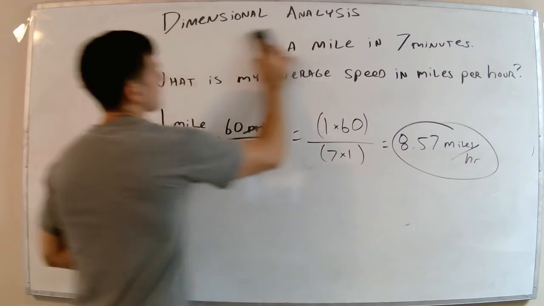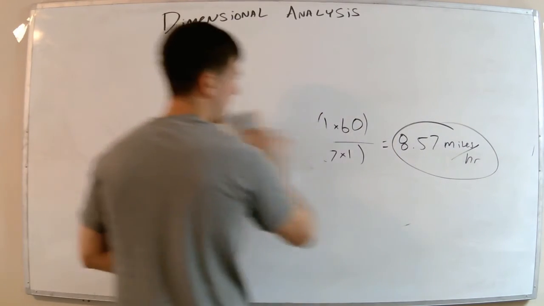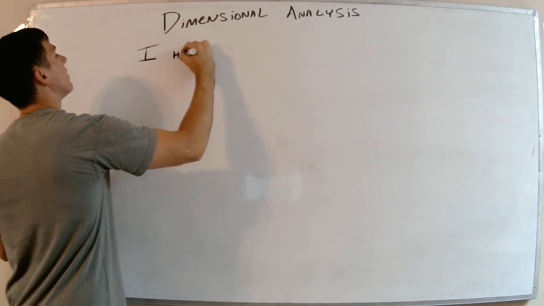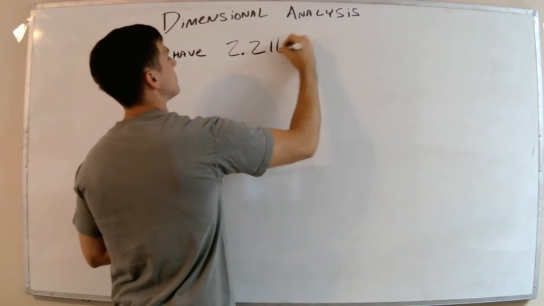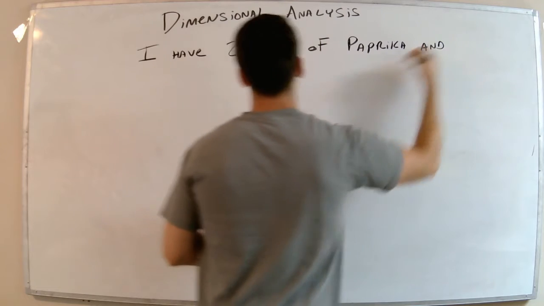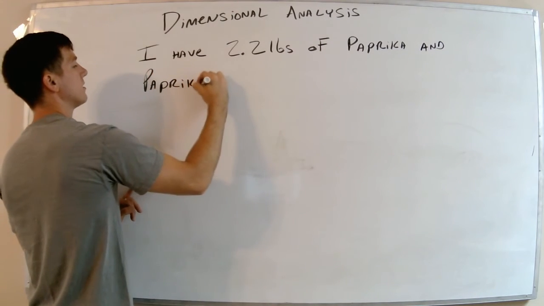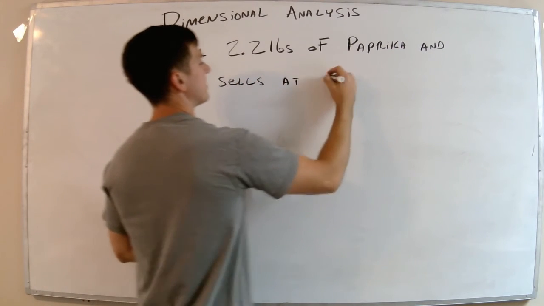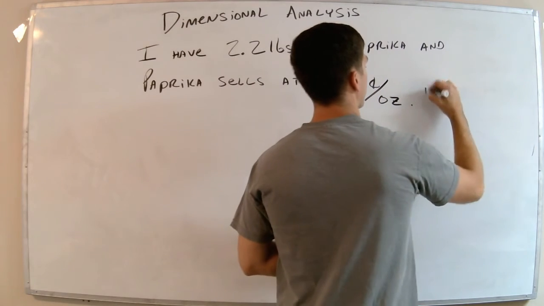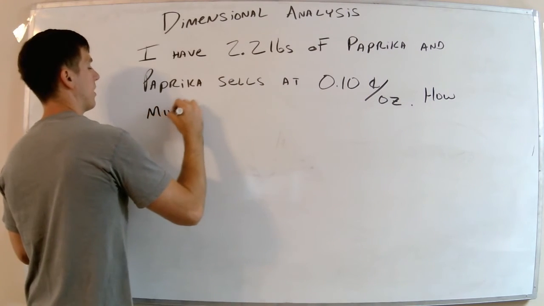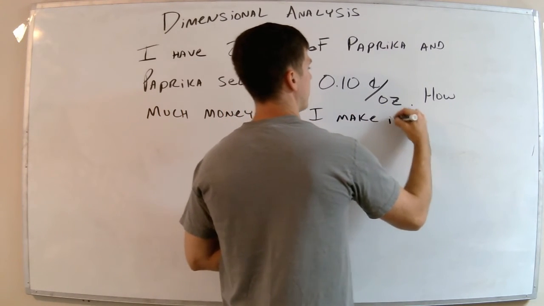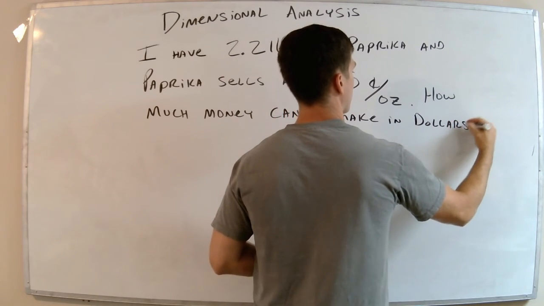Let's do one more quick one, just to get you ready for what's going to be on our worksheet. Say I have 2.2 pounds of paprika, and paprika sells at 10 cents per ounce. How much money can I make in dollars?